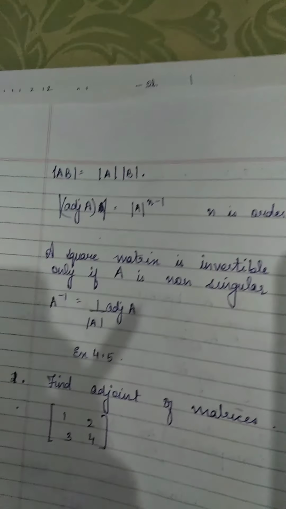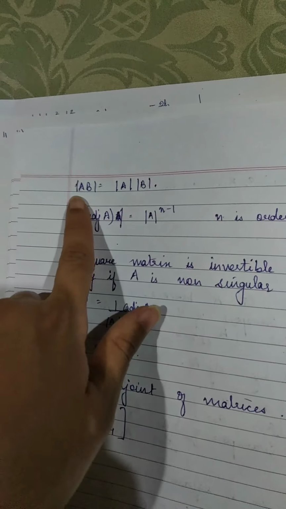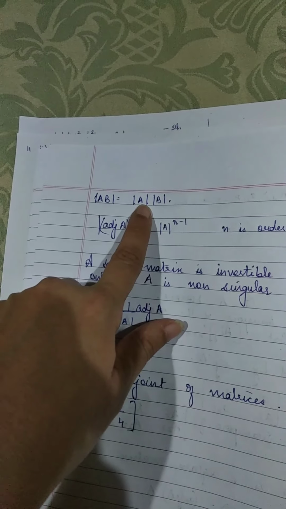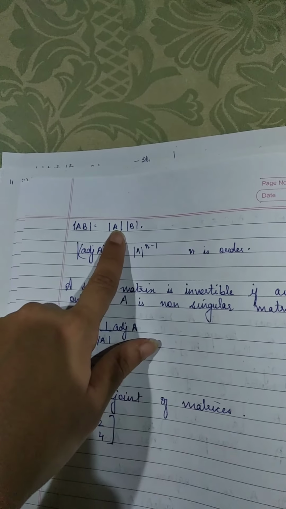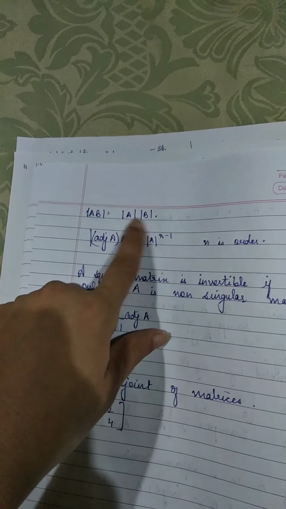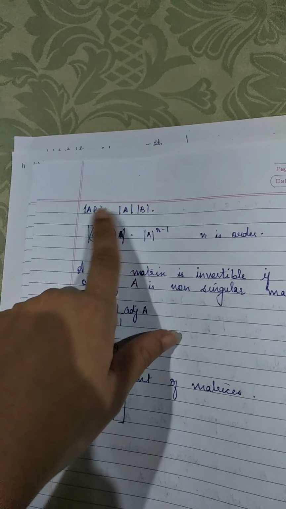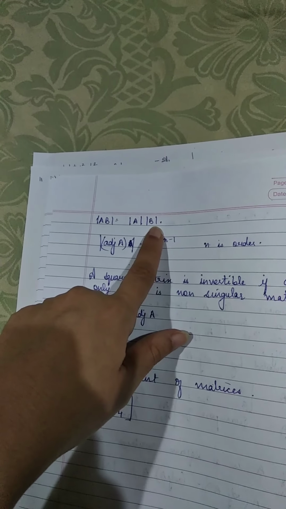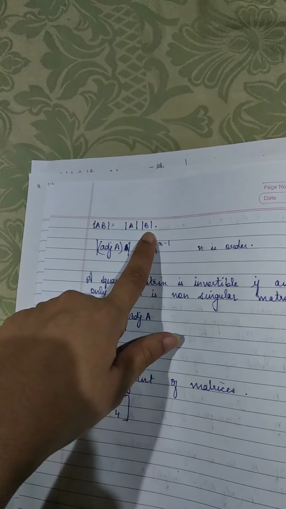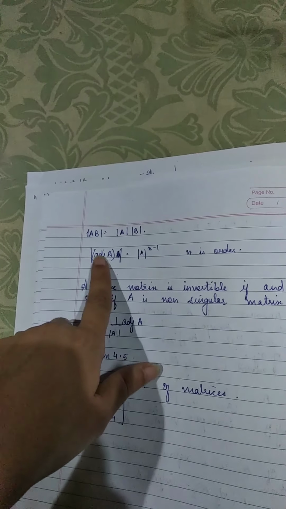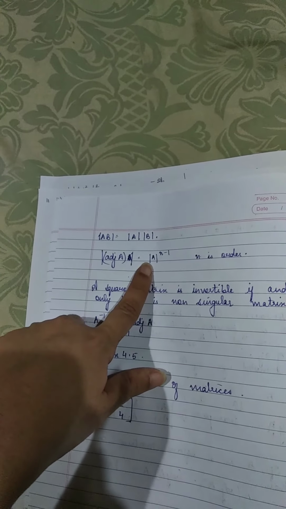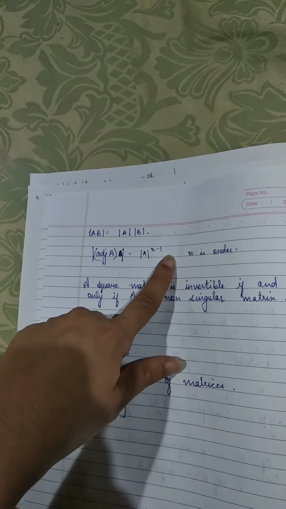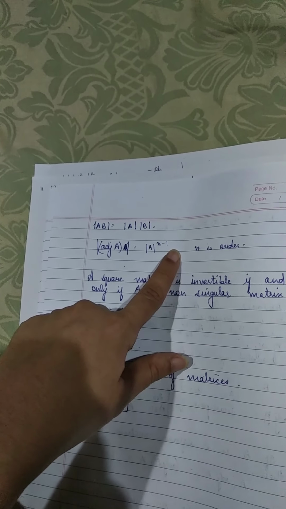Likewise, if I have to find out determinant of product of two matrices, always remember it is equal to the product of determinant of matrix A and matrix B. So, determinant of AB is equal to determinant of A into determinant of B. Also remember, determinant of adjoint of any matrix is equal to determinant of A to the power n minus 1, where n is the order of a matrix.